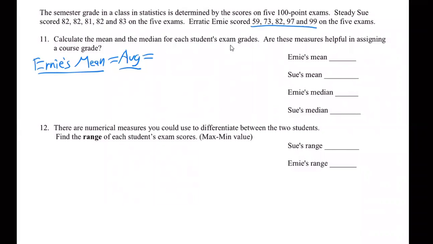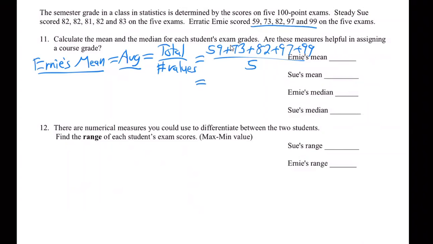You take the middle one? That'll be the median. We'll do that in a minute when we get to the median. Oh, you add them all up and divide by 5. Beautiful. Exactly. It's the total over n, the total over the number of values. So you're going to add them up: 59, 73, 82, 97, 99 divided by 5.